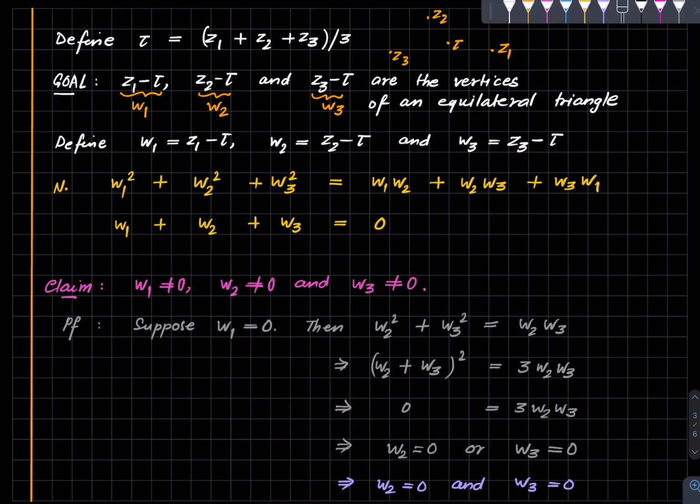So we have this conclusion that if one of these Wi's is 0, then the other two are also 0. And that means all the Zi's are equal, because if all the Wi's are 0, then all the Zi's are equal to tau, which contradicts our hypothesis that Z1, Z2, Z3 are three distinct complex numbers. So that is the reason why none of these Wi's are 0. All right, so that's a side claim.